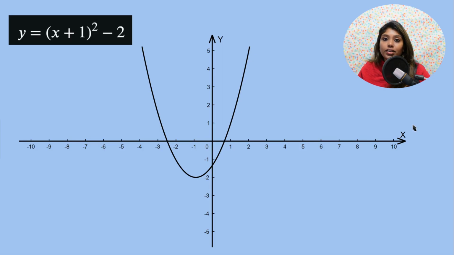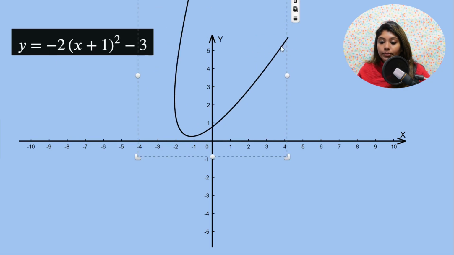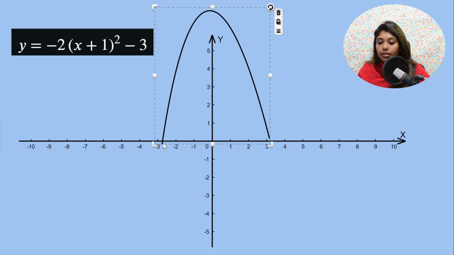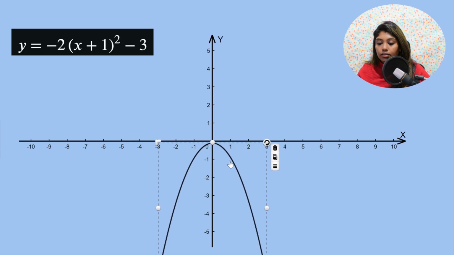All right, let's try the last question. The question is sketching y equals negative 2 times x plus 1 the whole squared minus 3. So this question has all the 3 factors. It has dilation factor, it has translation left or right, translation up or down. And also the sign shows that it is upside down. So there are 4 things to be done. The first thing is it is negative. So I'm going to flip this and put it in the upside down direction. So it's now open downwards.